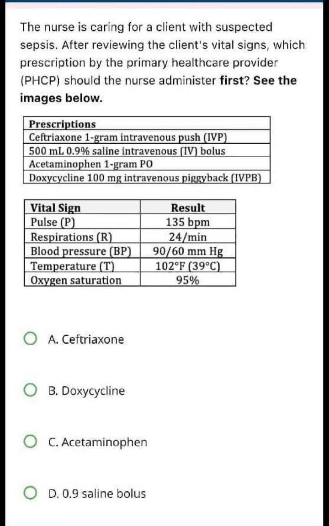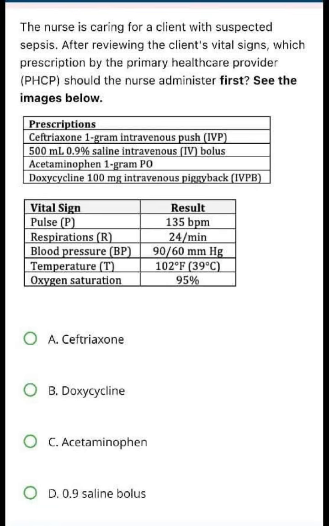See the image below. Now, what are the image below? We have the prescription and then we have the vital sign. What's the prescription? Number one, we have ceftriaxone 1 gram IV. We have 500 ml 0.9 saline. We have paracetamol. We have doxycycline. So these are the prescriptions that have been ordered, that the nurse is expected to administer to the patient.